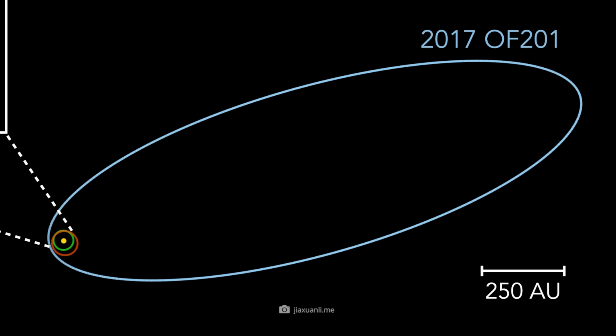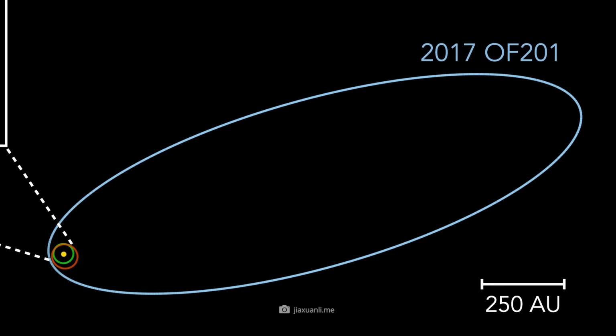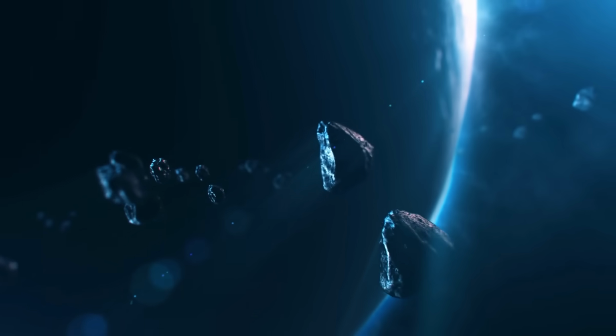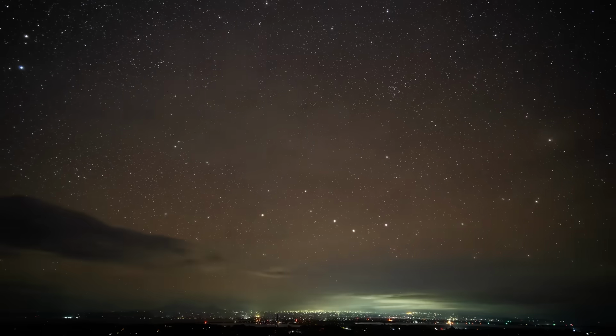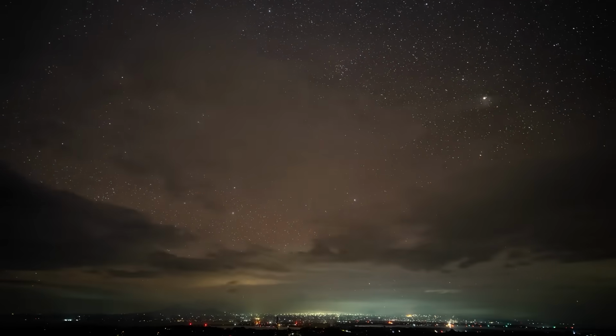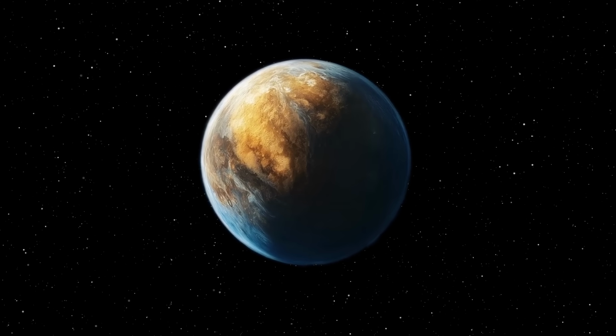It can therefore be concluded that the existence of 2017 OF201 is difficult to reconcile with the Planet 9 hypothesis. Scientists have concluded that the existence of a previously undiscovered planet is therefore becoming less likely. But less likely does not mean impossible. And if Planet 9 really does exist, we now even know quite precisely where the chances of finding it are greatest.